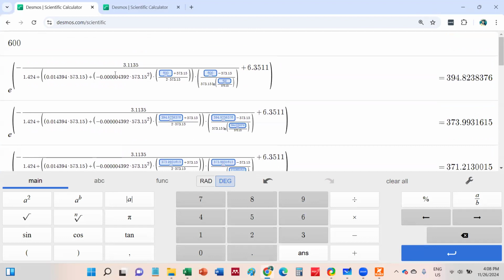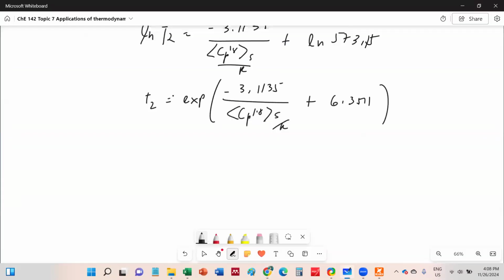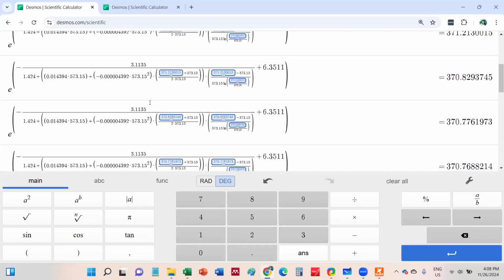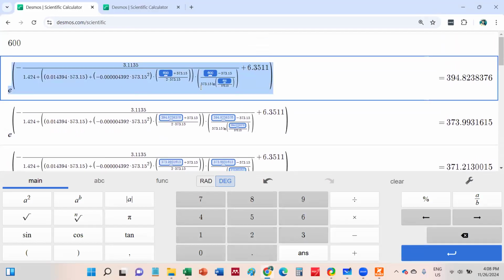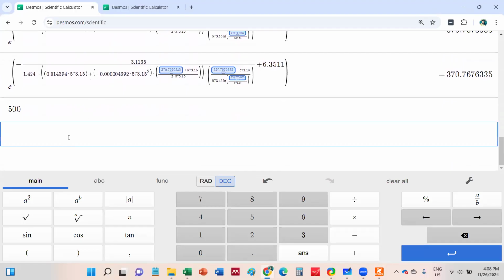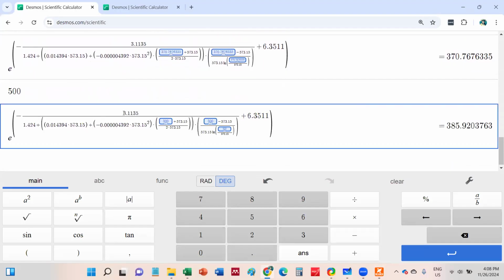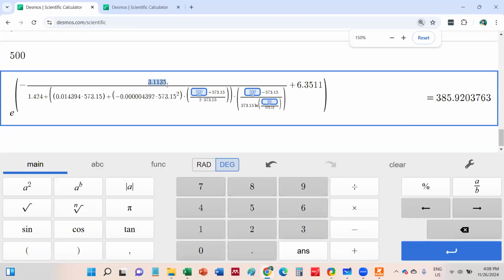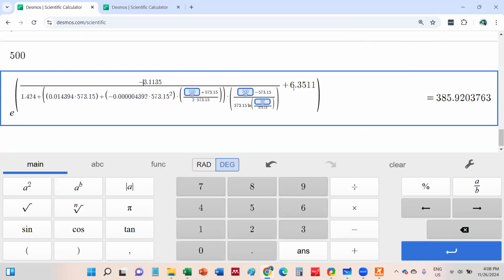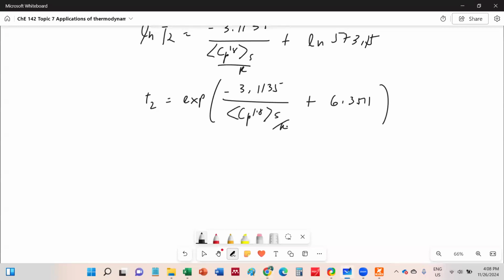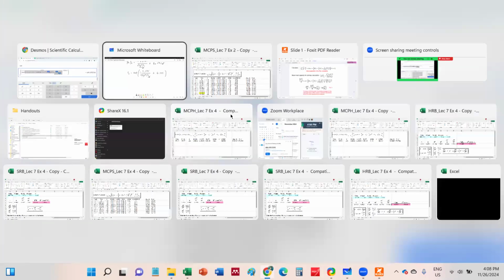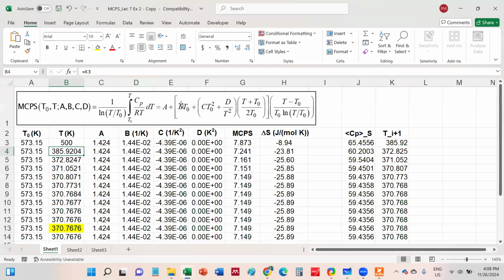So what you will do is input this equation in the calculator. And this is exactly this formula. Do you recognize that? This is negative 0.3. Let's put the negative sign. Plus 6.3511. And what's this? This entire long equation in the denominator is the equation for CP over R. This is CP over R. So A plus quantity B T naught.